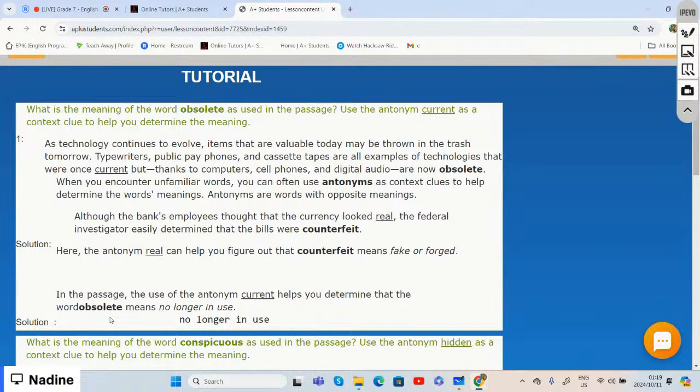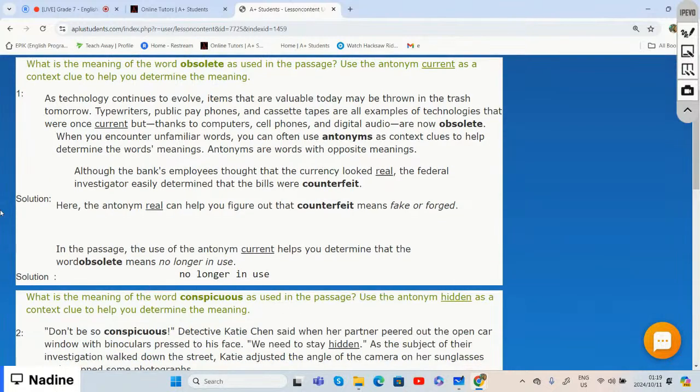All right. So here it says in the passage, the use of the antonym current helps you to determine the meaning of the word obsolete. And obsolete means no longer in use. So we need to try and find the opposite of a specific word by finding the antonyms, which is the opposite of the words.